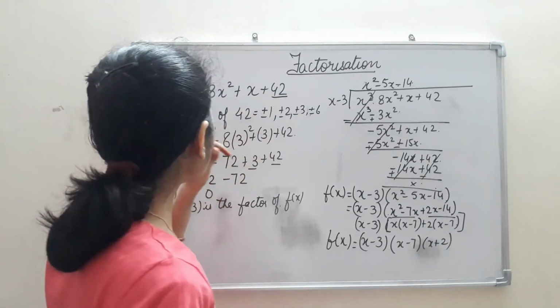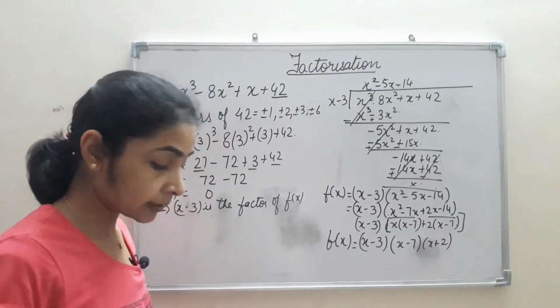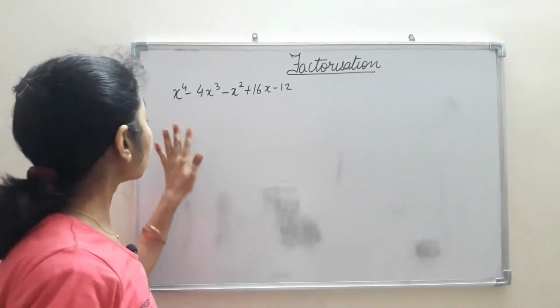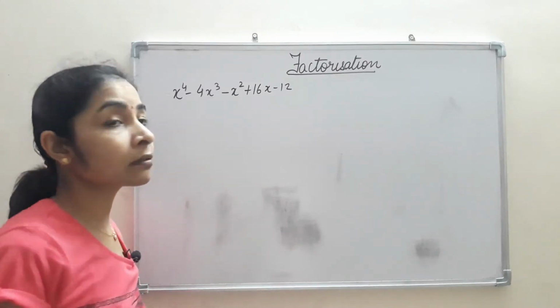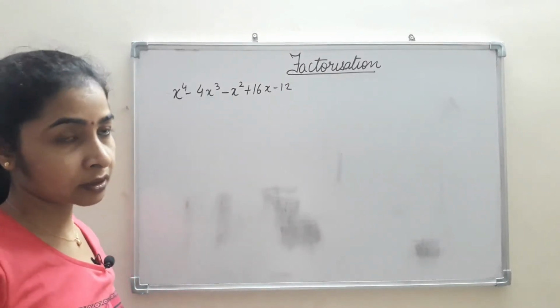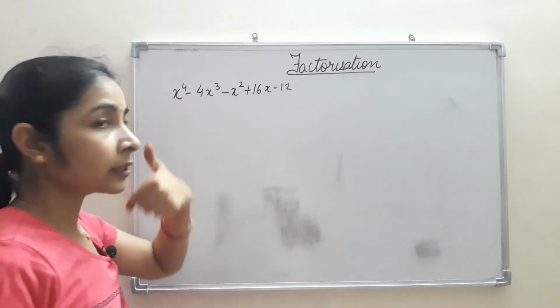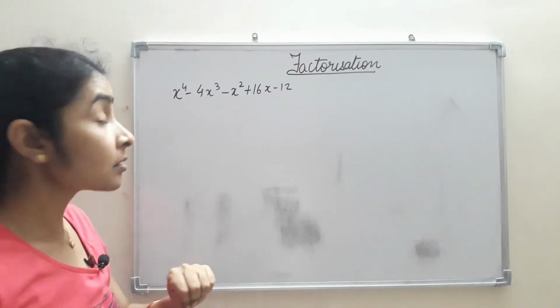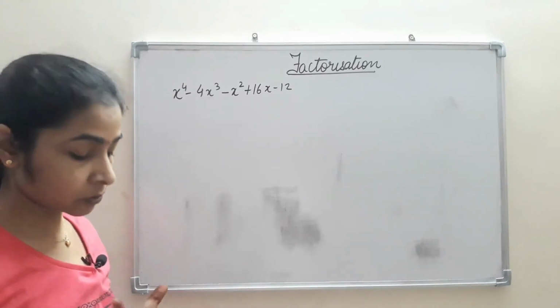Okay, now we will take an example of a biquadratic polynomial. Okay, let's see. So here we are having a biquadratic polynomial. Now in cubic polynomial we had three factors. In quadratic we had two. Now here we are having biquadratics. That means we will have four factors. Now four factors, to take out the four factors, there are two methods to do it.